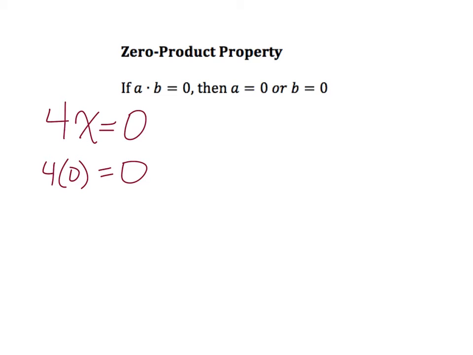So in order for a times b to equal 0, either this has to be 0 or this has to be 0. No other numbers are ever going to give you a product of 0 if one of them is not 0. So again, if ever you have a product equal to 0, at least one of the factors has to equal 0. So either a is 0 or b is 0.